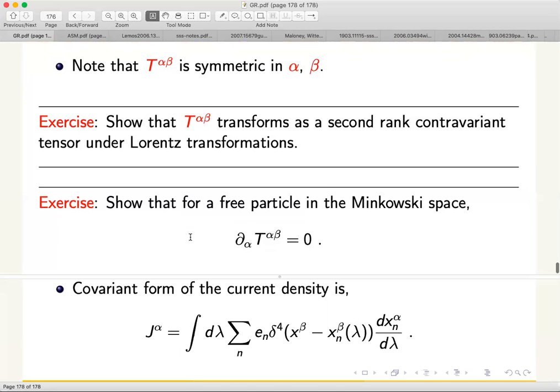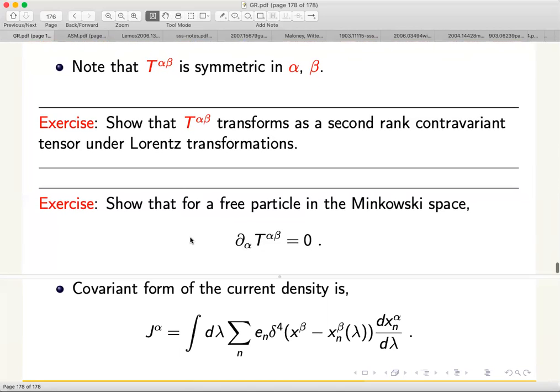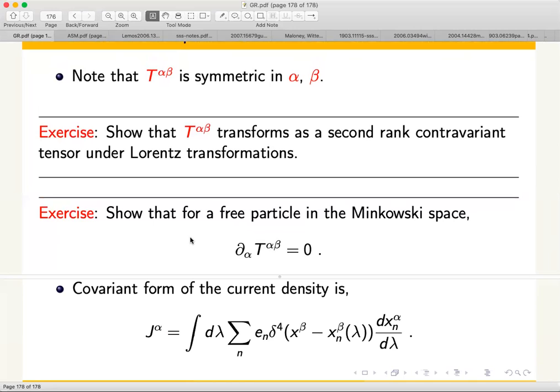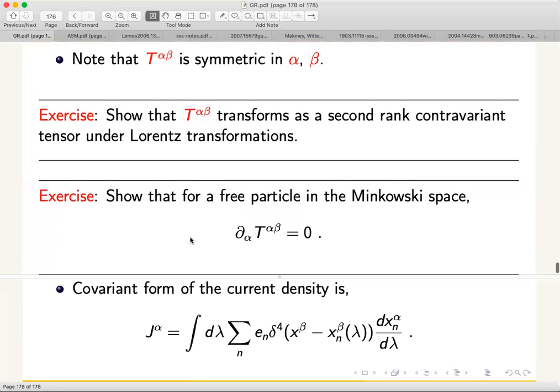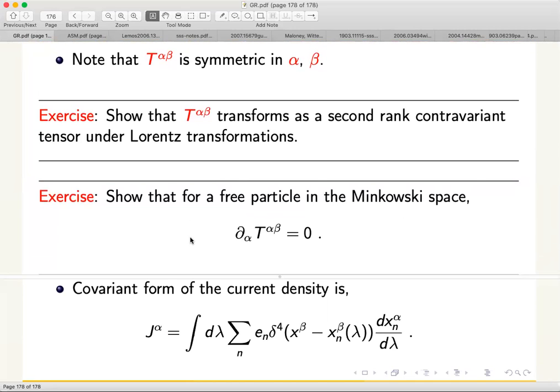Okay, so I think I'll stop at this point. We will start building the left hand side of this equation, starting from the left hand side of Newton's equation for gravity. So that we'll do in the next lecture. Any questions?